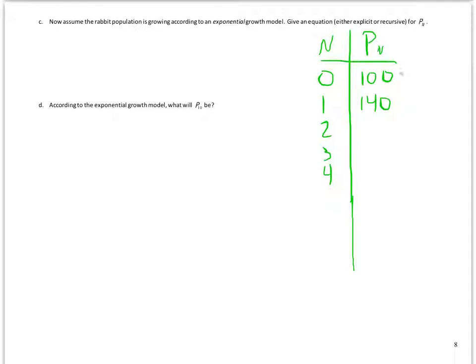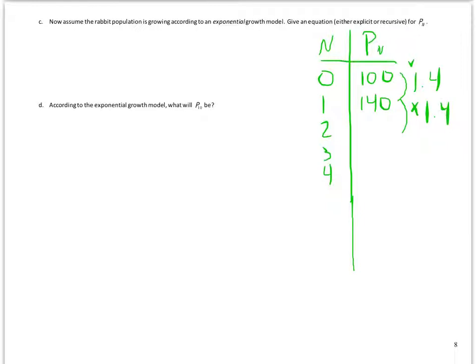So to get from 100 to 140, instead of figuring out what to add to get from 100 to 140, I have to figure out what to multiply by. So if I do 140 divided by 100, that gives me 1.4. So 1.4 is my multiplier. If I do 100 times 1.4, I get 140. Then I continue using that times 1.4 to get from term to term.